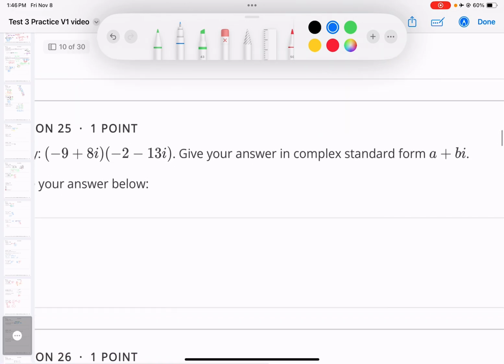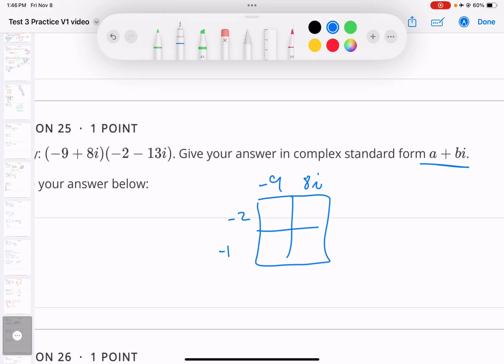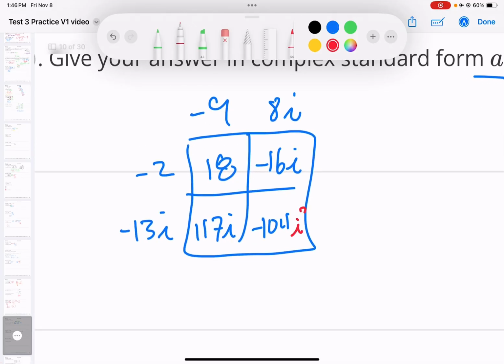Okay. Here, once again, it's asking for that standard complex form, but we're multiplying. So I've got negative 9, 8i, negative 2, negative 13. So that's going to give me 18, negative 16i. And this negative 9 times 13. So a negative times a negative is a positive, and it's 117i. Then 8 times 13 is 104, and it is a negative 104, then i squared.